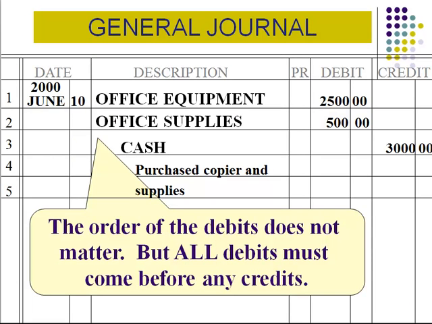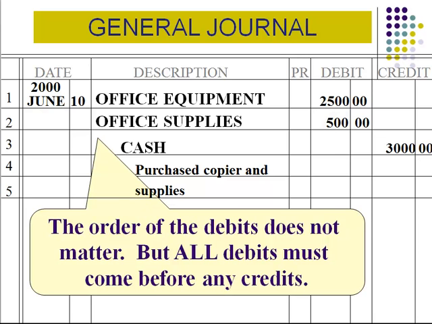When we use the same general journal, this is what it would look like using the journal. We have 2 debits. Remember, all debits come before credits. They are left aligned, and then you have 1 credit, which is indented, and so the value of the debits equals the value of the credits. This is known as a compound transaction.